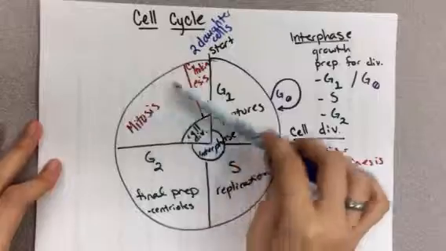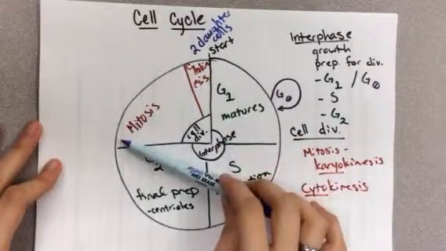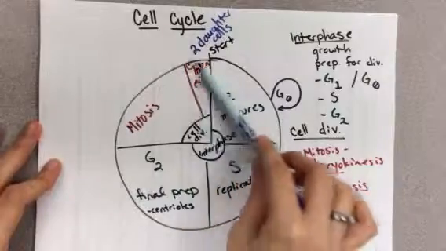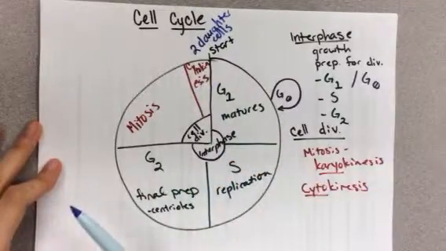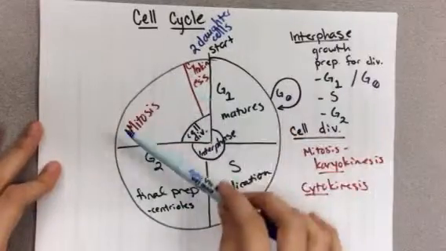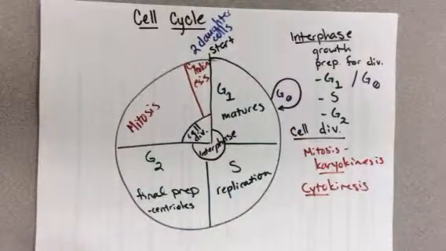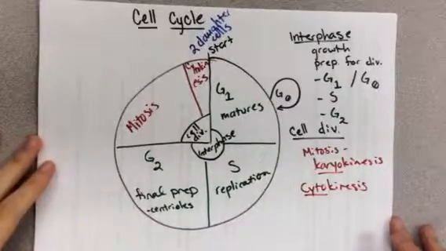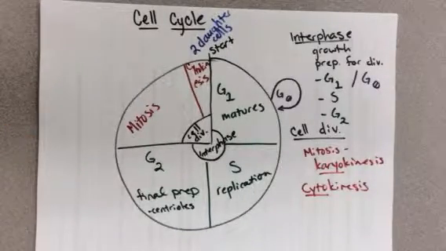Once a cell does go into cell division, it undergoes 2 parts. The nuclear division is mitosis, and then the cellular division, which is cytokinesis. Now, mitosis is actually split up into several sections, and I'm going to save that for the next video because I think it's very important for you to have the diagrams for that one. So watch the next video for mitosis.